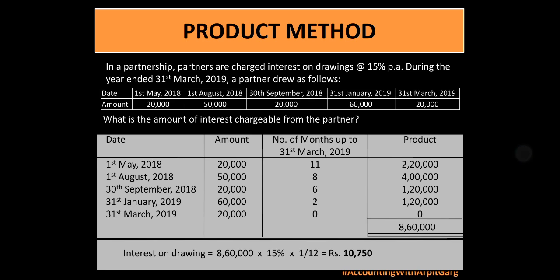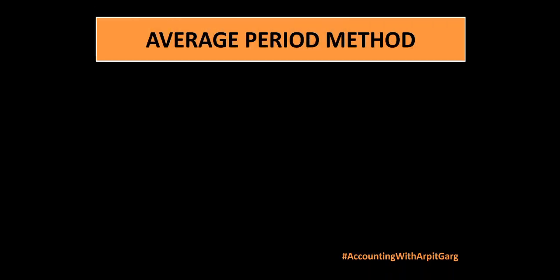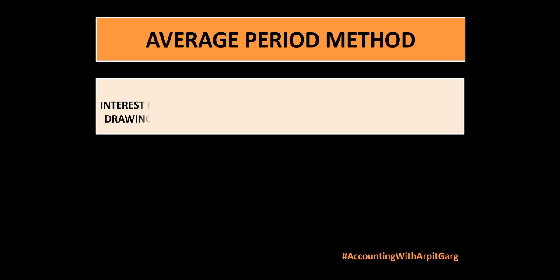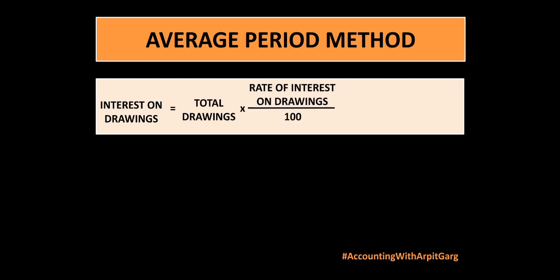Then let's look at what the average period method is. As we know, here the amounts of drawings are equal and there is an equal time interval. First let's look at our formula. So interest on drawing is equal to total drawings into rate of interest upon 100 into average period divided by 12.